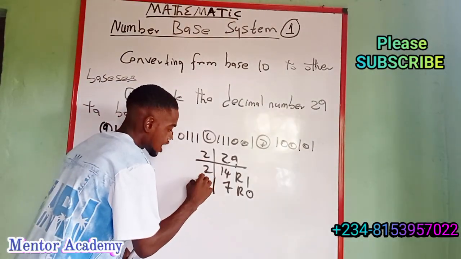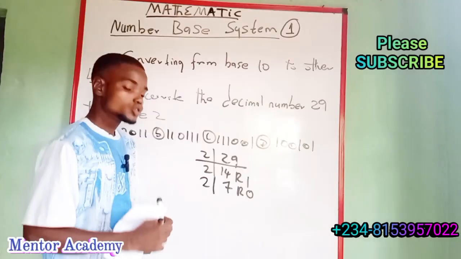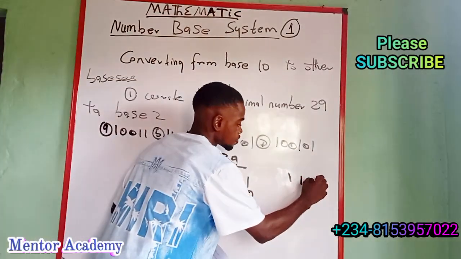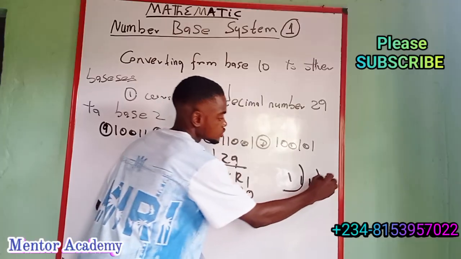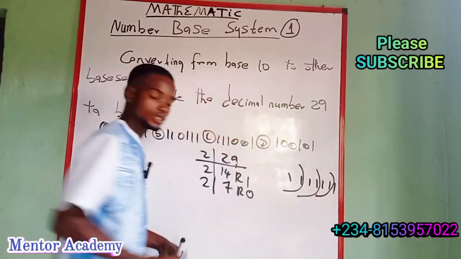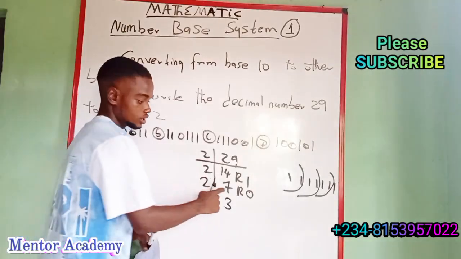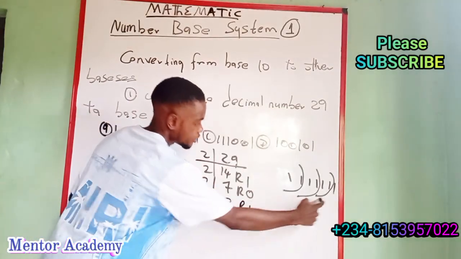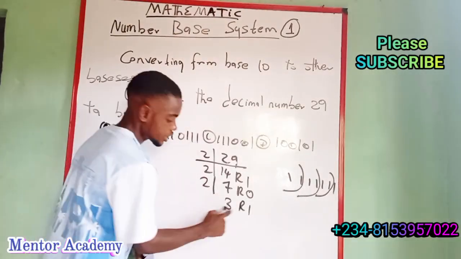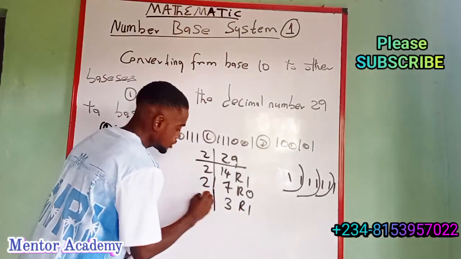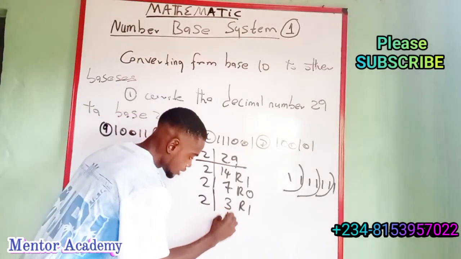So we can now say, how many times can 2 go into 7? This is 1, 2, 3, 4, 5, 6, 7. We have first 2, second 2, and third 2, remainder 1. So 2 can go into 7 three times, and it will remain 1. Or you could say 7 divided by 2 is going to give us 3, remainder 1. Now how many times can 2 go into 3? 2 can go into 3 one time.